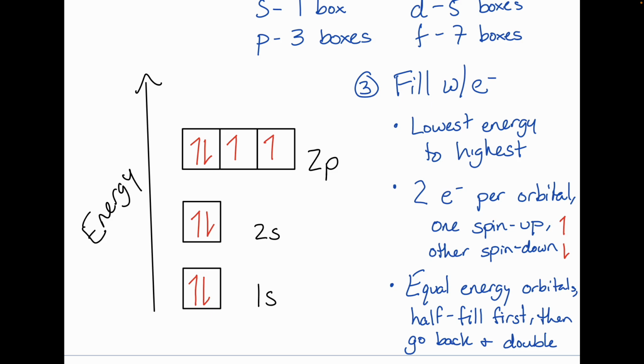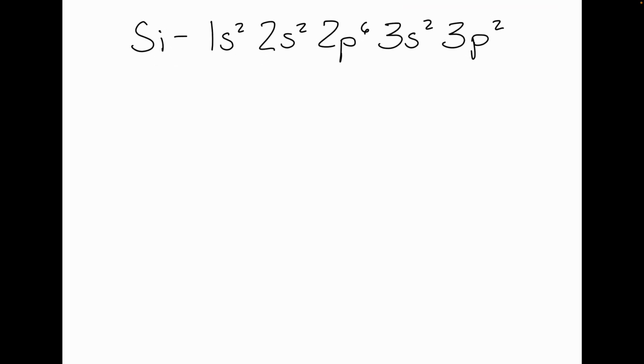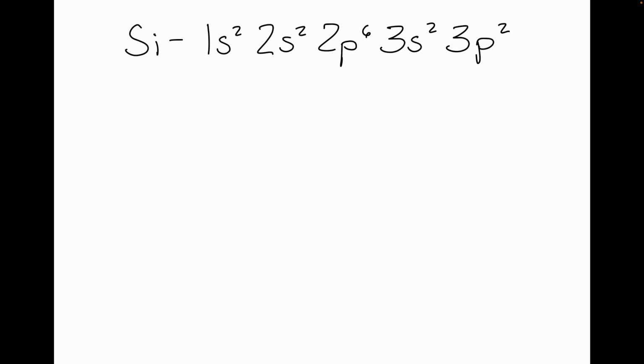Cool. All right. I want you to build one real quick for silicon. We already got silicon's electron configuration. That was what we had done previously based on our periodic table. All right, I want you to take a minute and draw a diagram for the electron configuration of silicon.